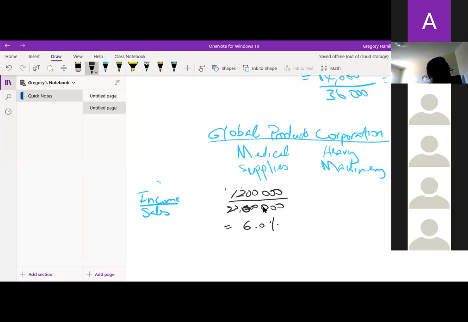In the case of heavy machinery, we have sales of 5 million and we have net income of 190,000 over 5 million. And that gave us 3.8%. And in the case of the electronics, we have net income of 320,000 and we have sales of 4 million. So that means we have return on sales of 8%.